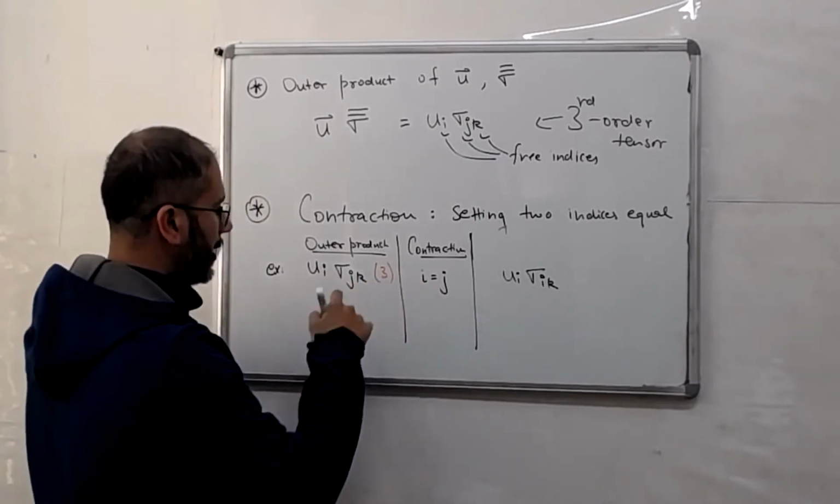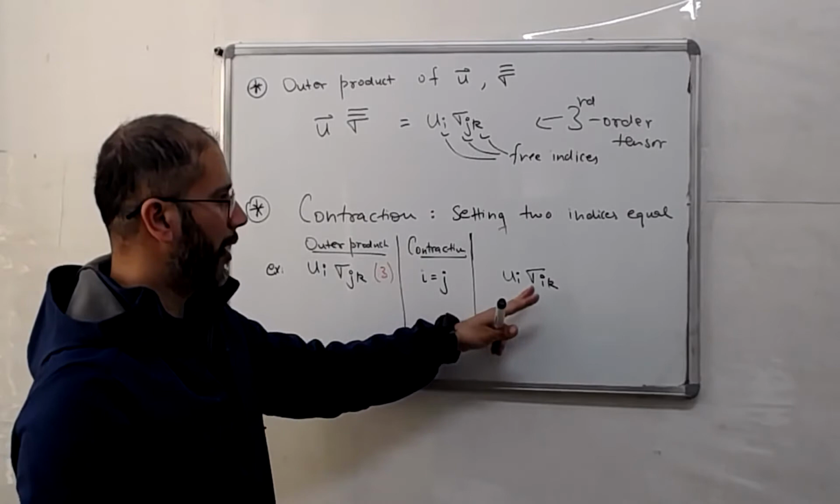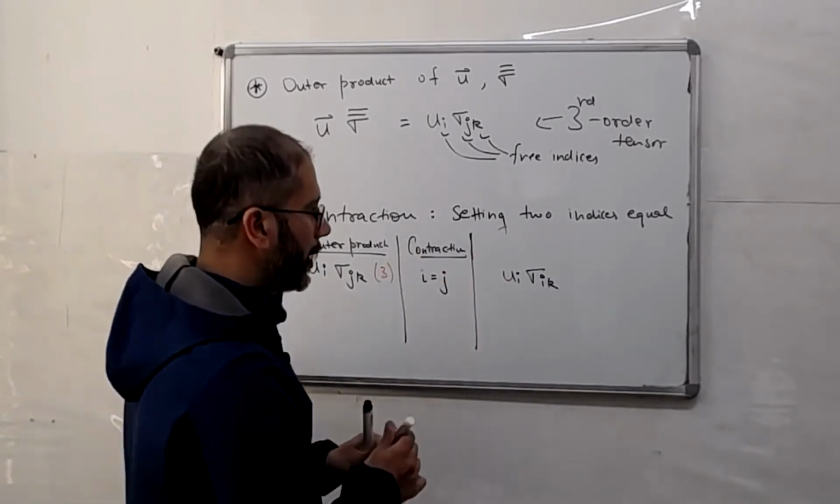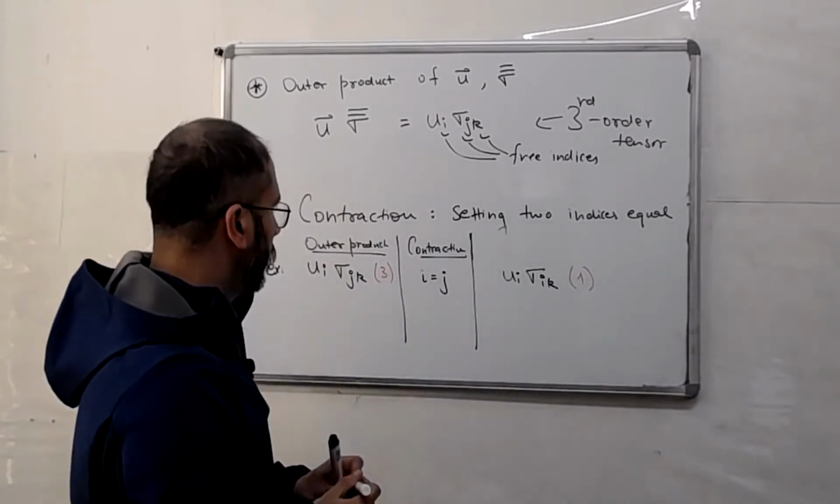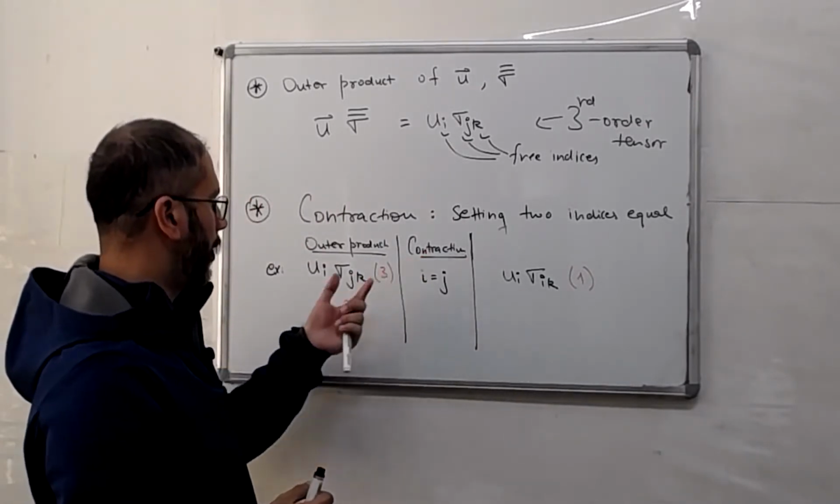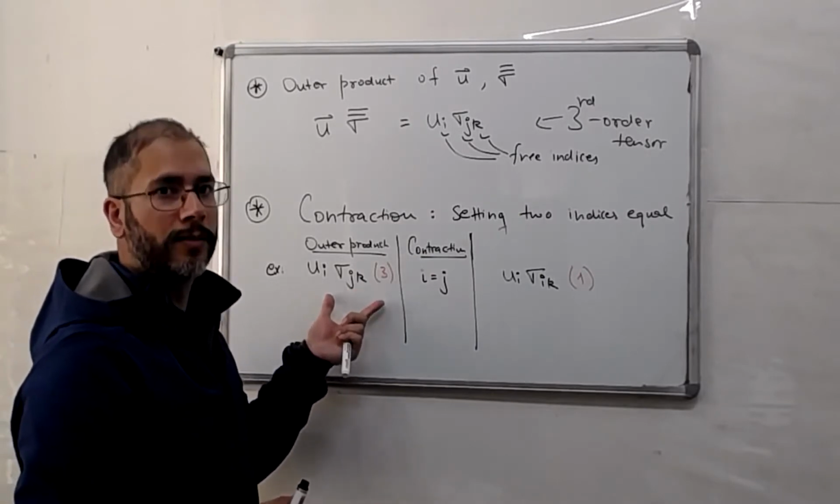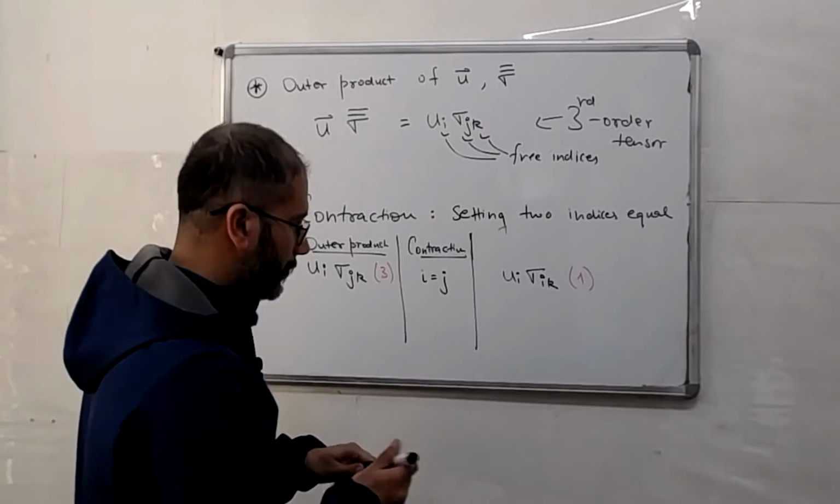You had 3 free indices here, but when you apply a contraction i equal to j, you are left with only one free index, that is k. So the order becomes 1. So whenever we apply a contraction on a mathematical term, we call that the inner product.